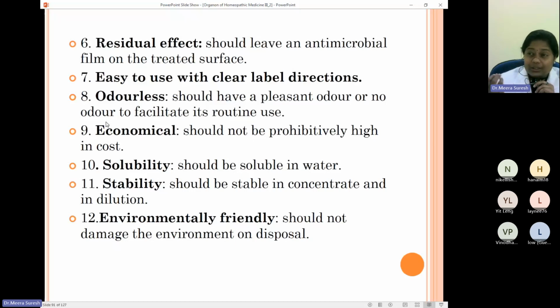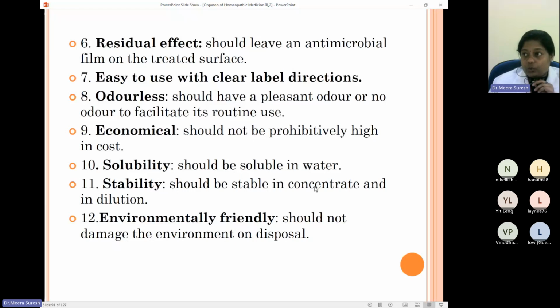Almost all the chemical agents we use, the disinfectants in your house, leave some vapor, some smell coming out. That's why I told you not all disinfectants have all the features. There are things that might have them, and things which do not. So ideally, an ideal disinfectant should have either a pleasant odor or no odor at all. It should be economical. It shouldn't be too expensive.